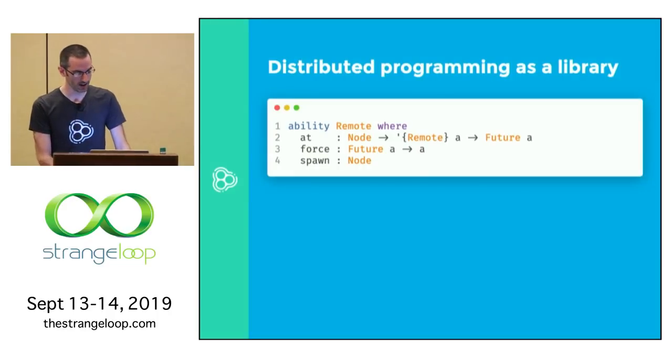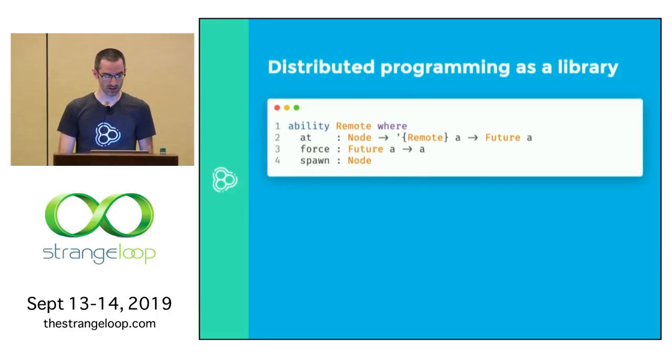Okay, so we're working on this right now, but the idea is that distributed programming should just be a library. We don't think we'll have all the answers about the right abstractions for building distributed systems. So remote is just, anyone can define these, we call them abilities, where you define a set of operations, the at, force, and spawn.